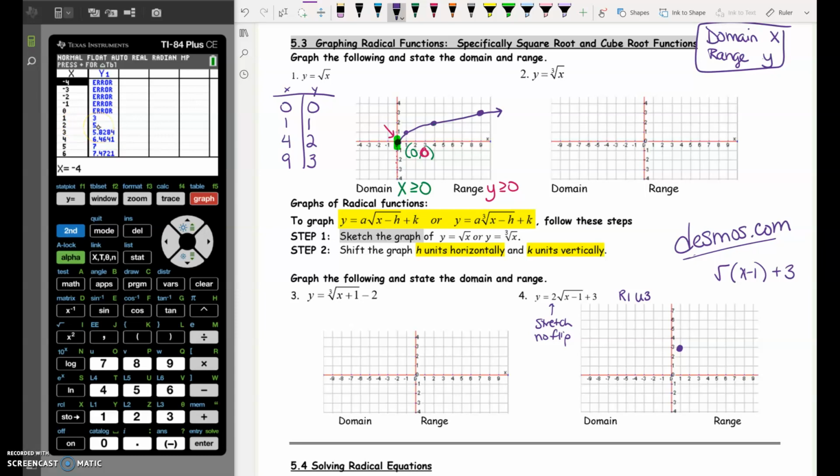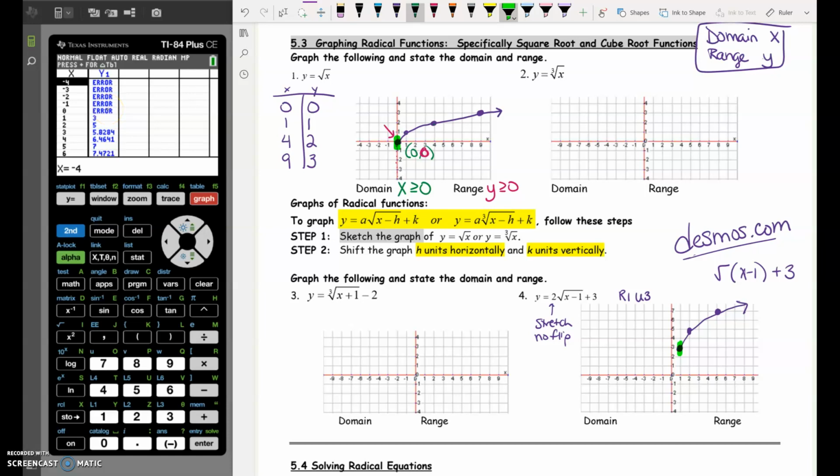So I know the point 1, 3 is on here. I've got that on my graph. The point 2, 5, and then I think the point 5, 7. And that should give you enough to get a decent picture of that graph. Now the domain and the range. The domain and the range is going to come from this starting point. Notice on your table you've got errors up until that starting point.